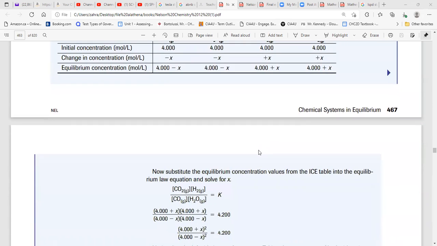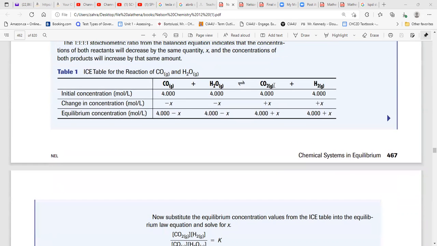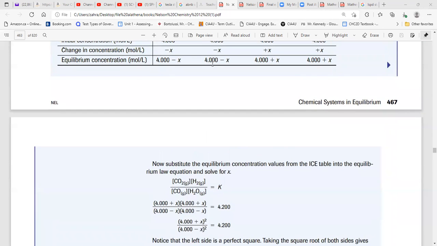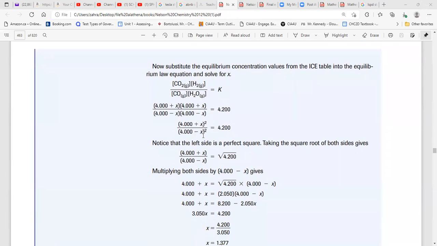Then we just establish our K. Instead of CO2, we put 4 plus X. Instead of H2 concentration, we put 4 plus X, CO 4 minus X, H2O 4 minus X. You can find in the last row here what to put for each concentration. But this is what we have. Here both are the same, so it's power 2. These two multiplied by each other are the same, that's why it's power 2. So we square root both sides of these power 2's.